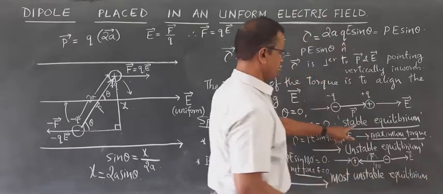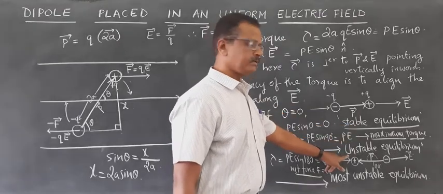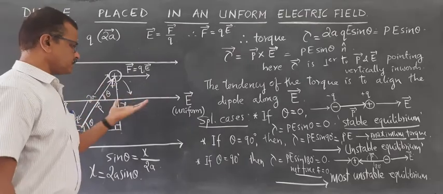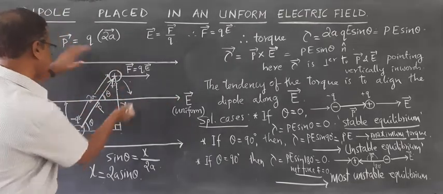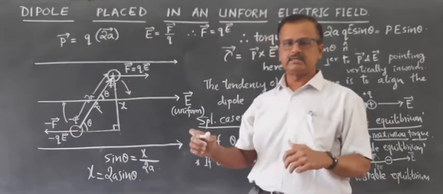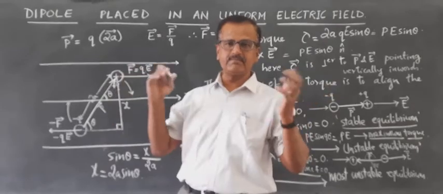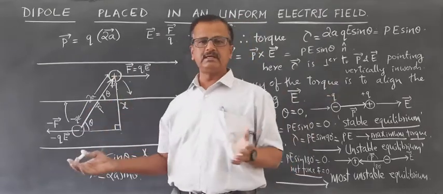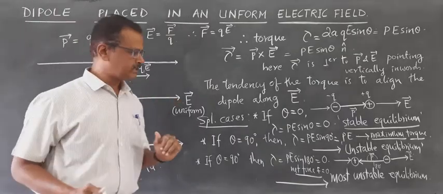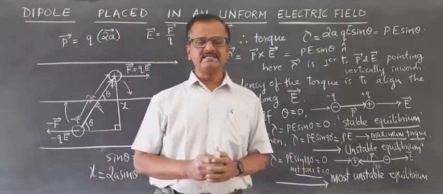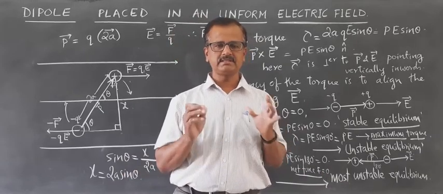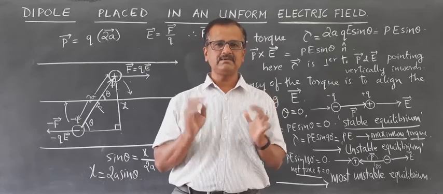So three conditions: one is stable equilibrium, unstable equilibrium, and the third one is most unstable equilibrium, because work done against electric field in turning it through 180 degree will be maximum. So electric field does maximum work. So it will be having maximum potential energy. As a result, the electric field does maximum work in reorienting it back to the direction of electric field. Therefore, the dipole is said to be in the most unstable equilibrium state.